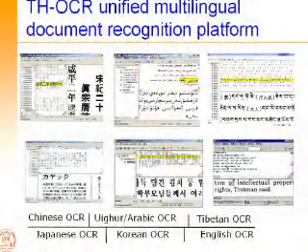But Arabic character recognition is very difficult, as I said. This is also a research system, the THOCR Unified Multi-lingual Document Recognition Platform. Different languages use the same platform, which makes it easy to exchange content.